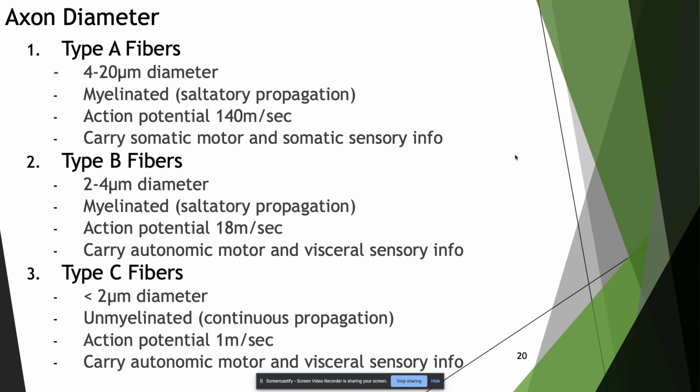Type A fibers are the largest myelinated axons, with diameters ranging from 4 to 20 micrometers, and these fibers carry action potentials at speeds of up to 120 meters per second, or about 268 miles per hour. Type B fibers are smaller myelinated axons with diameters of about 2 to 4 micrometers, and their propagation speeds average around 18 meters per second, or about 40 miles per hour. Type C fibers are unmyelinated and less than 2 micrometers in diameter, and these axons propagate action potentials at the leisurely pace of about 1 meter per second, or about 2 miles per hour.